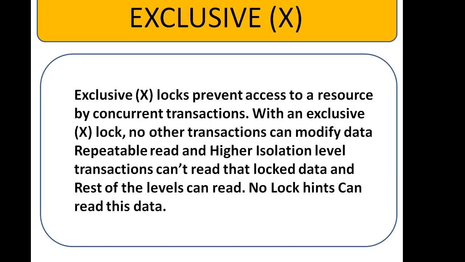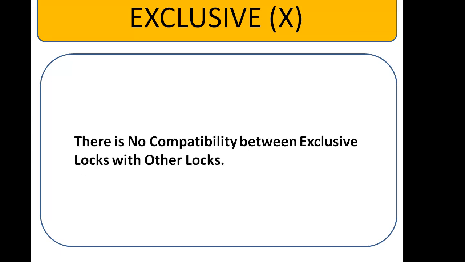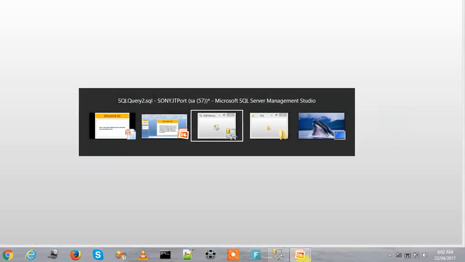So exclusive locks lock the data and prevent access from other transactions. So no other transactions can modify the data, and repeatable read and higher isolation levels cannot read. Only read uncommitted, read committed, and NOLOCK hints can read this locked data. So for exclusive locks, there is no compatibility between this and other locks. So let us check with the simplest example for this.